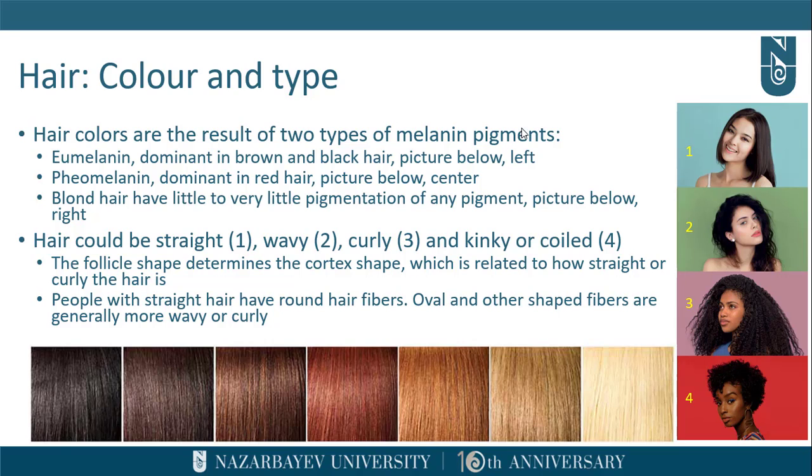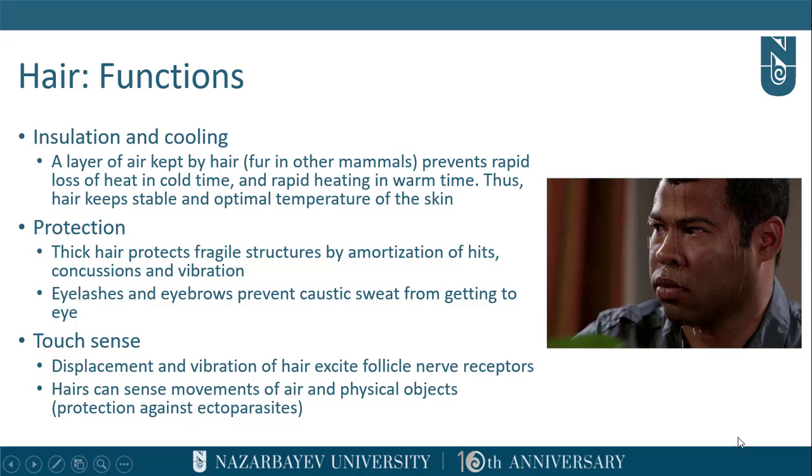So the follicle shape determines the cortex shape, which in its turn dictates how straight or curly the hair would be. And people with straight hair, as you can see on the bottom, they have round fibers, whereas those who have wavy or curly hair have other shaped fibers, or they can be oval shaped fibers.